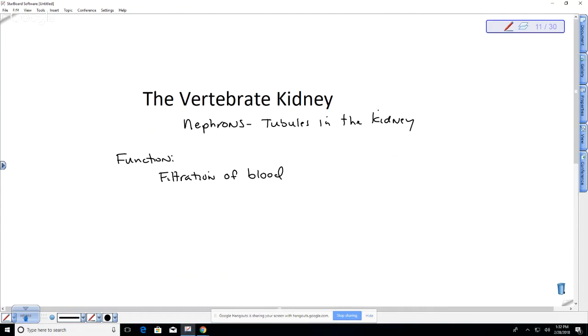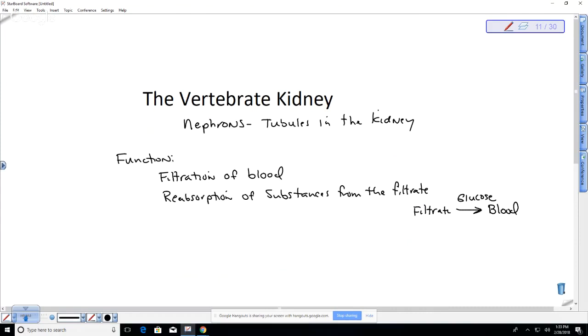We also have a filtrate that we then have to modify. So we have reabsorption of substances from the filtrate. Okay. So here we would go from the filtrate that has been produced, and it's in that tubule, the nephron, and it's going back to the blood. So let's think about glucose. If I filter glucose out of my blood, I don't want sugar in my urine. In fact, that's a sign of what disease?